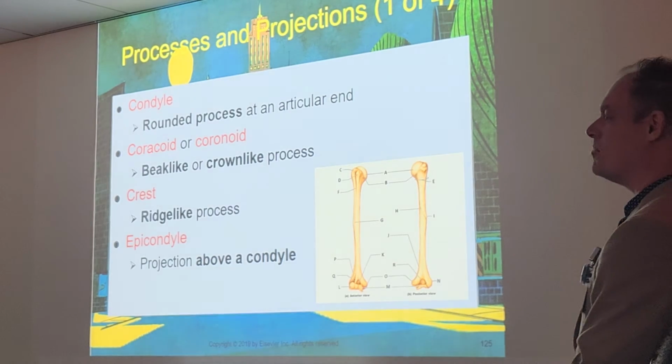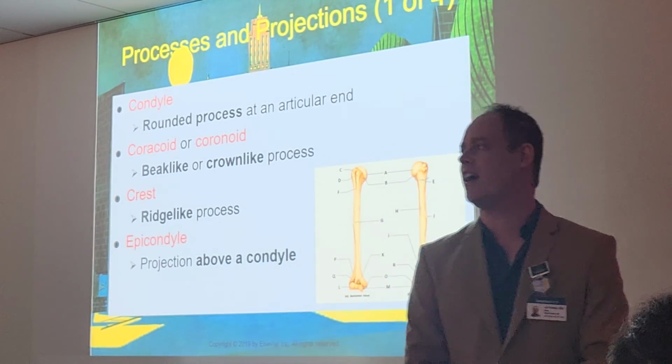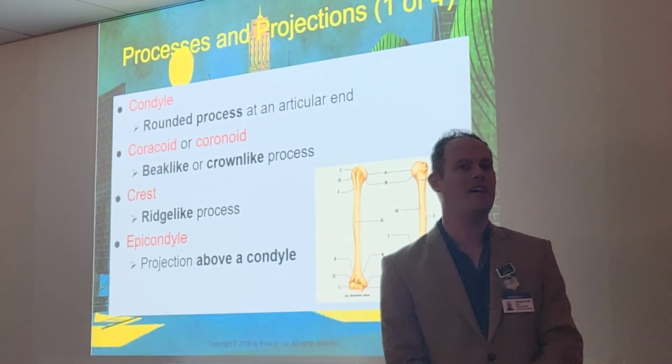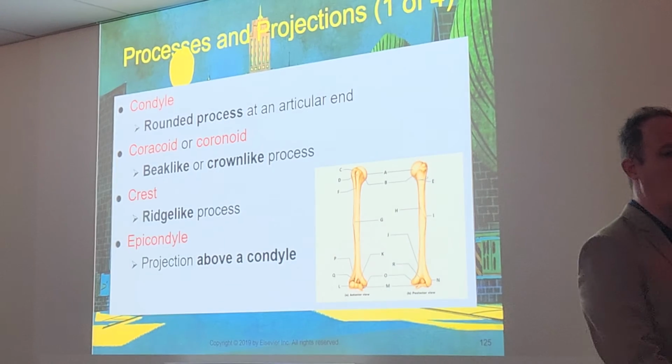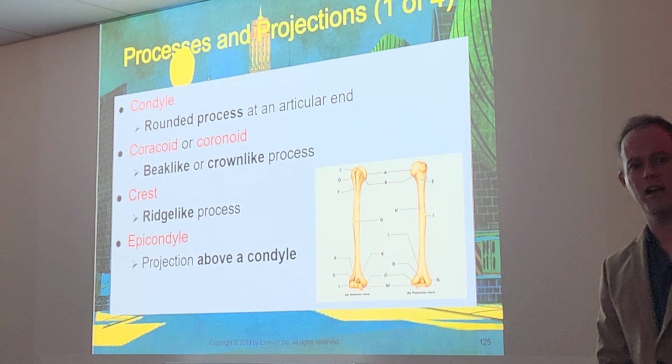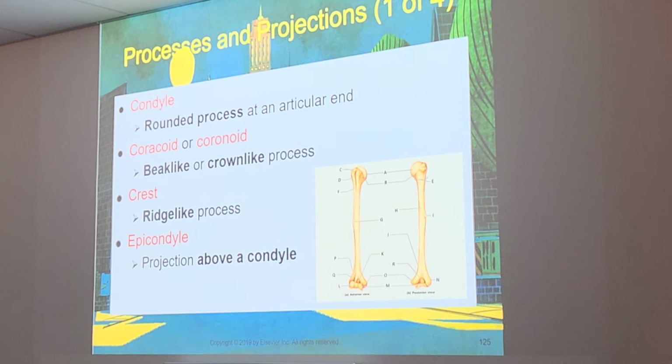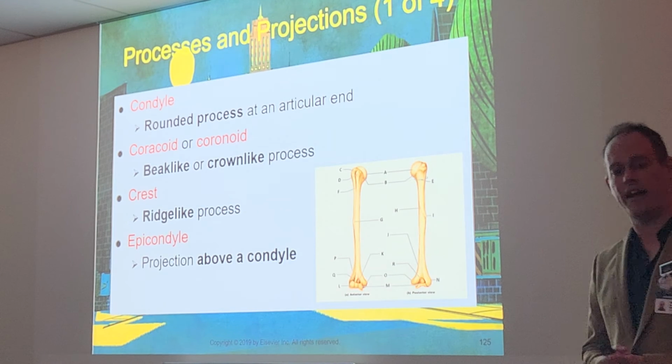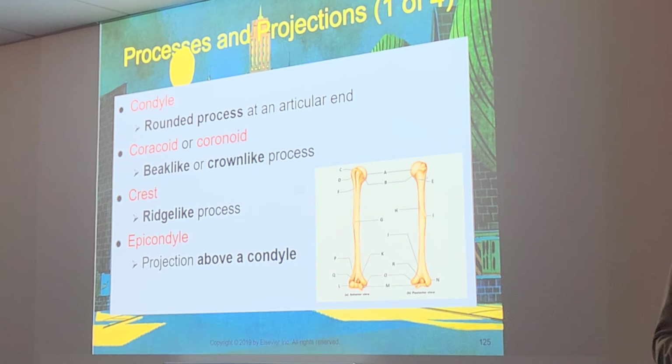All right, here comes a lot of terminology, guys. First off, we're going to talk about what's called a condyle. A condyle is a rounded process at an articular end. Now, what was an articular end? Those are the ends of our long bones. Therefore, condyles will be found primarily on long bones. What's an example of a condyle? We have condyles on our femurs, on the distal femurs.